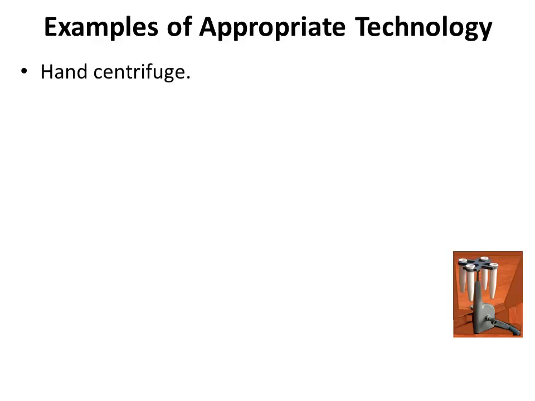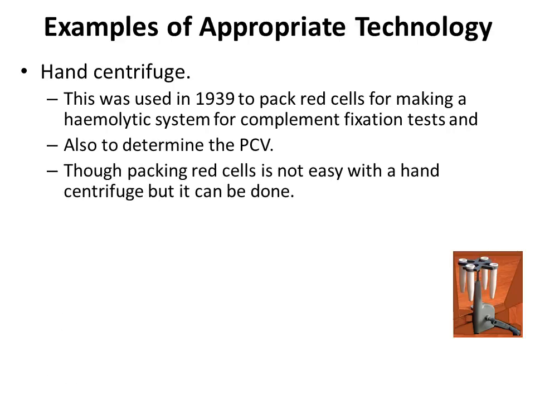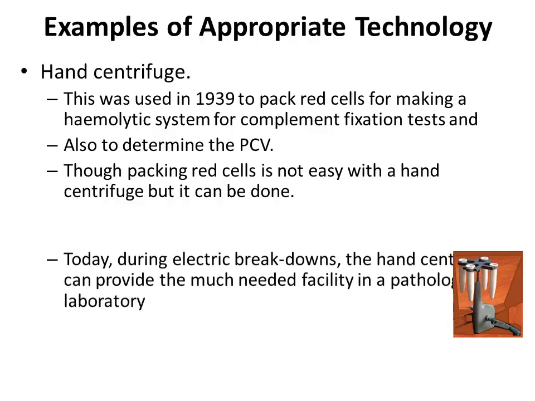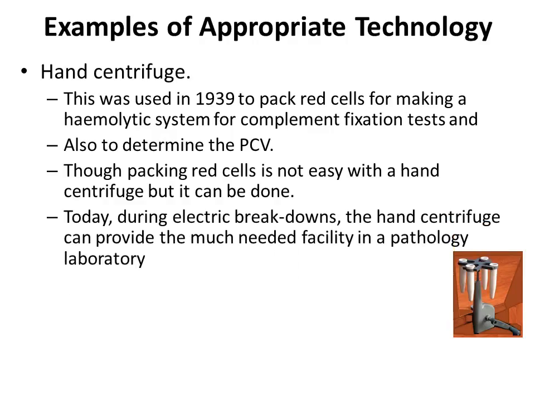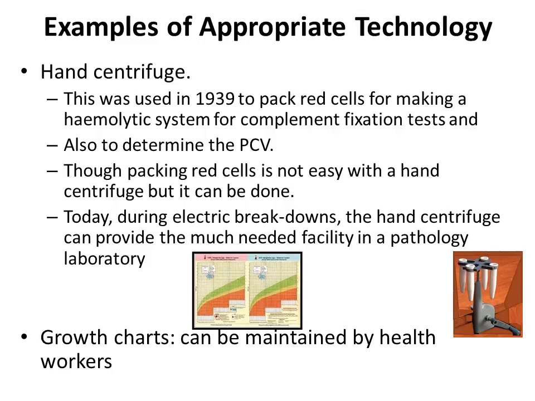Hand centrifuge. This centrifuge was used in 1939 to pack red cells for complement fixation tests and for determining the packed cell volume. Though packing red cells using this device was not easy, it could be done. In modern times, this can be used during electric breakdowns. Growth charts can be easily plotted and maintained by health workers.